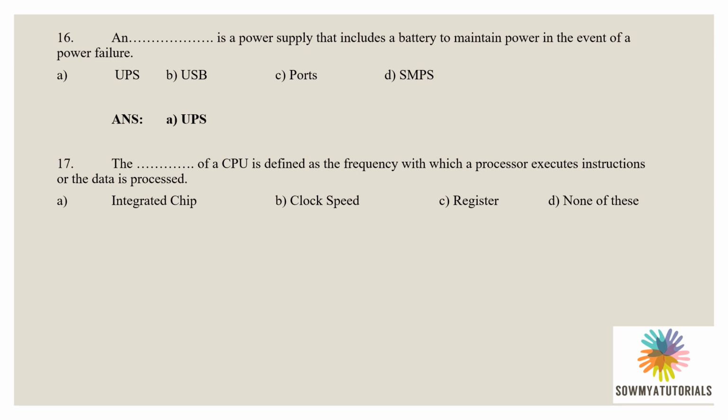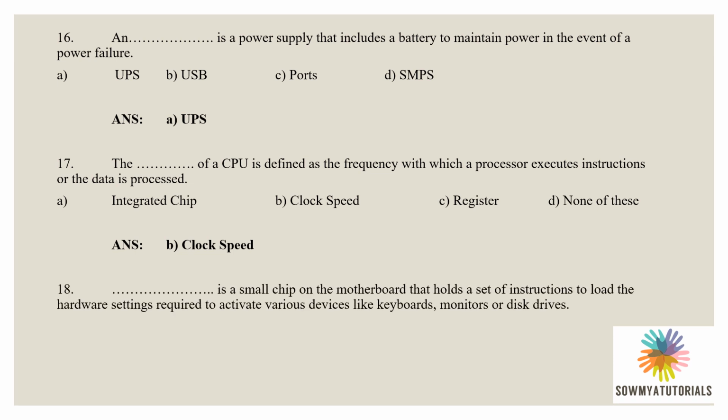The clock speed of a CPU is defined as the frequency with which a processor executes instructions or data is processed. That is called clock speed. Option C, registers are temporary storage areas located inside the CPU. That is called a register. So the correct answer is option B, clock speed.